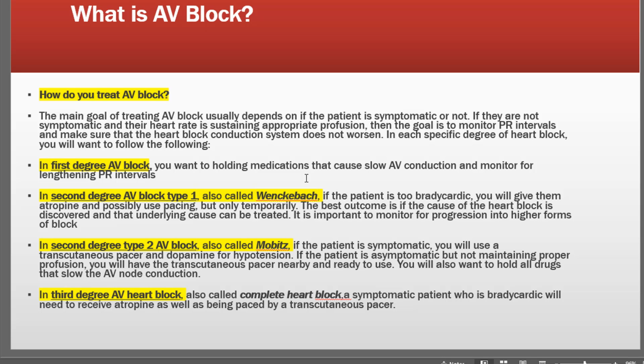In complete heart block, a symptomatic patient who is bradycardic will need atropine and need to be paced by a transcutaneous pacer. Okay. The whole deal with all these rhythms is, are they being perfused? If they're not being perfused well, then things are dying. And we don't want that to happen.